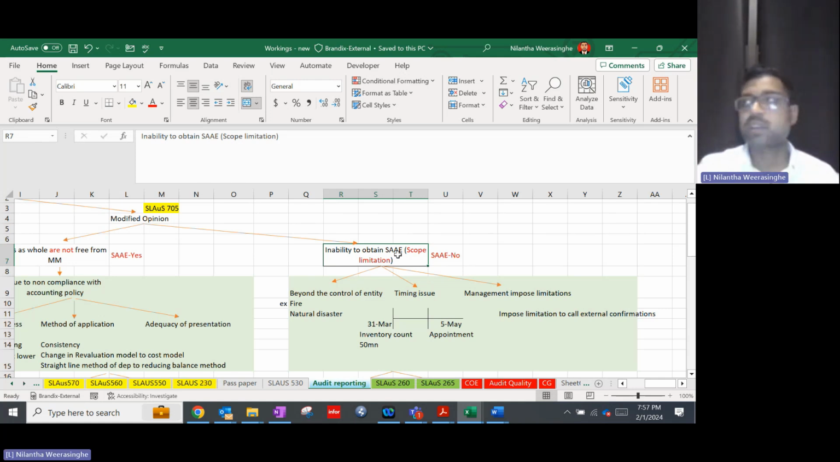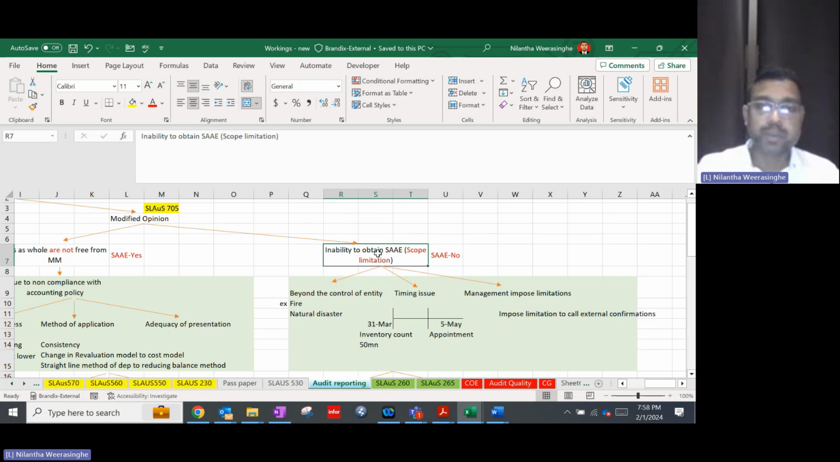You might not be able to collect sufficient appropriate audit evidence because of three reasons. Number one, it's beyond the control of the entity. Because of fire, all the documents are destroyed, or because of a natural disaster, all the documents are destroyed. Because of reasons like this, which are beyond the control of the entity, you can't collect sufficient appropriate audit evidence. You want to audit sales, but there are no invoices.